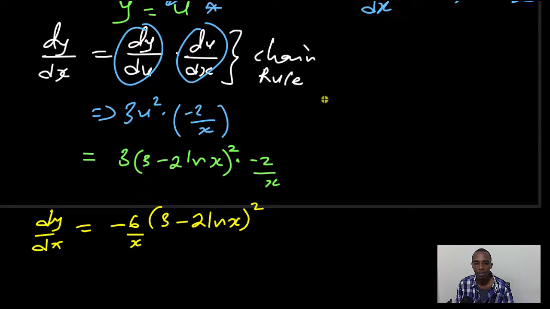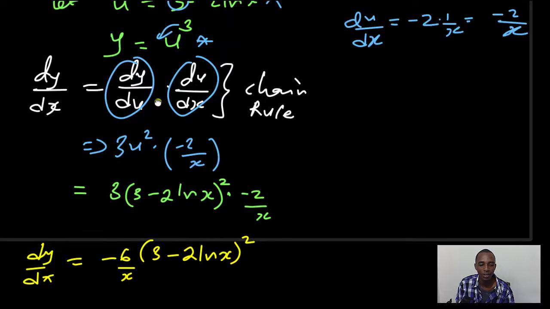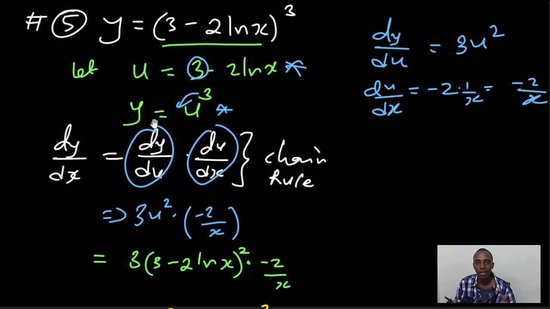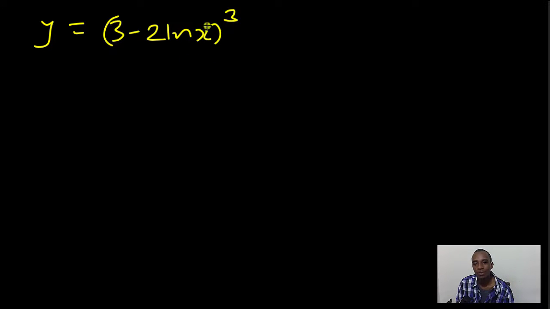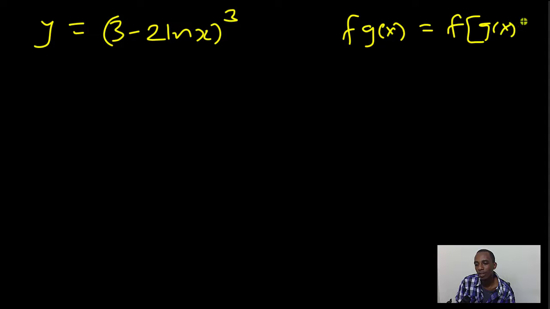Alright, I'll give you a trick for finding this derivative much faster, especially if you're working with objective type questions. Just do this on a fresh page. Our function is y equals 3 minus 2 natural log of x, to the power 3. If you want to solve this very quickly, you can use this trick. Every time you have a composite function, let's say f of g of x, that's how a composite function looks.